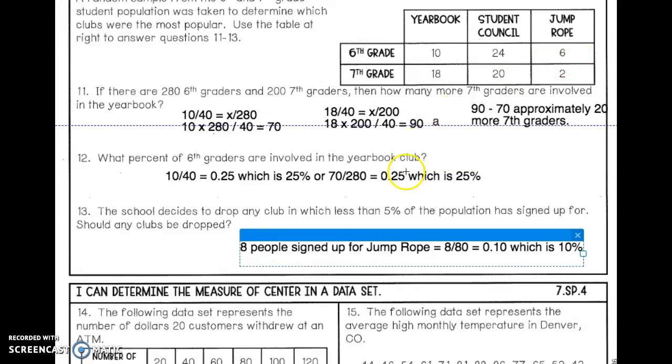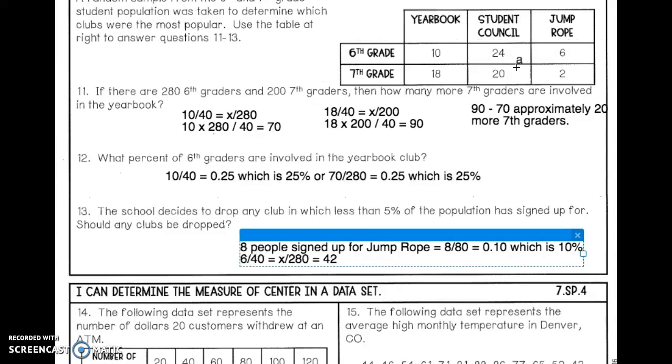so if we included everybody in the population, so 6 over 40 equals X over 6th graders, 280. So that would be 6 times 280 divided by 40. So that would be 42.